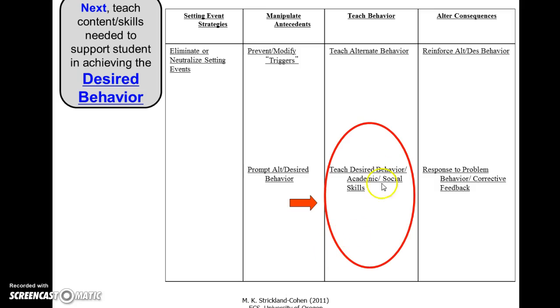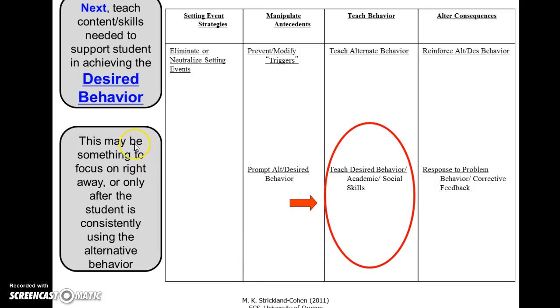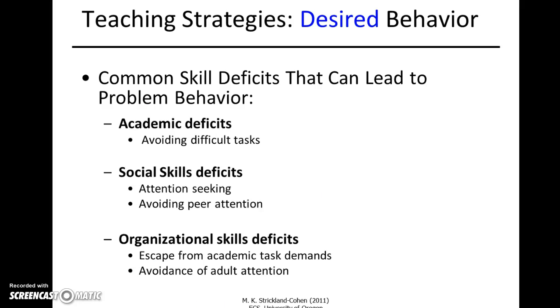All right, so the bottom part is the desired behavior. Okay. And this may be something to focus on right away or after the student is able to consistently do the alternative behavior. All right, so desired behavior addresses common skill deficits that lead to the problem behavior. So the skill is academic. If they don't have enough of the skill academically, or social skills, or organizational skills, when they have these kinds of skill deficits, it leads to the problem behavior.